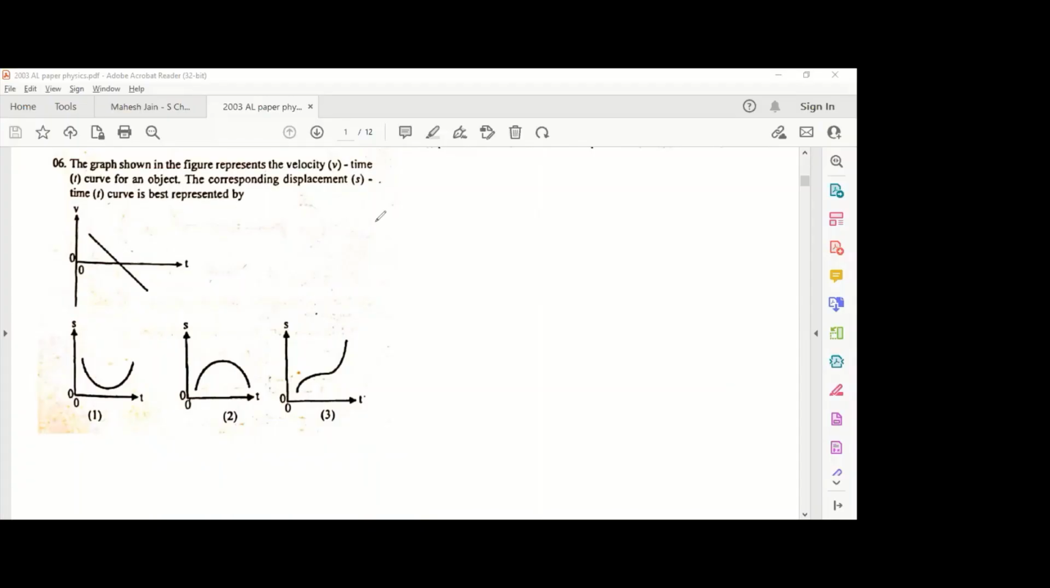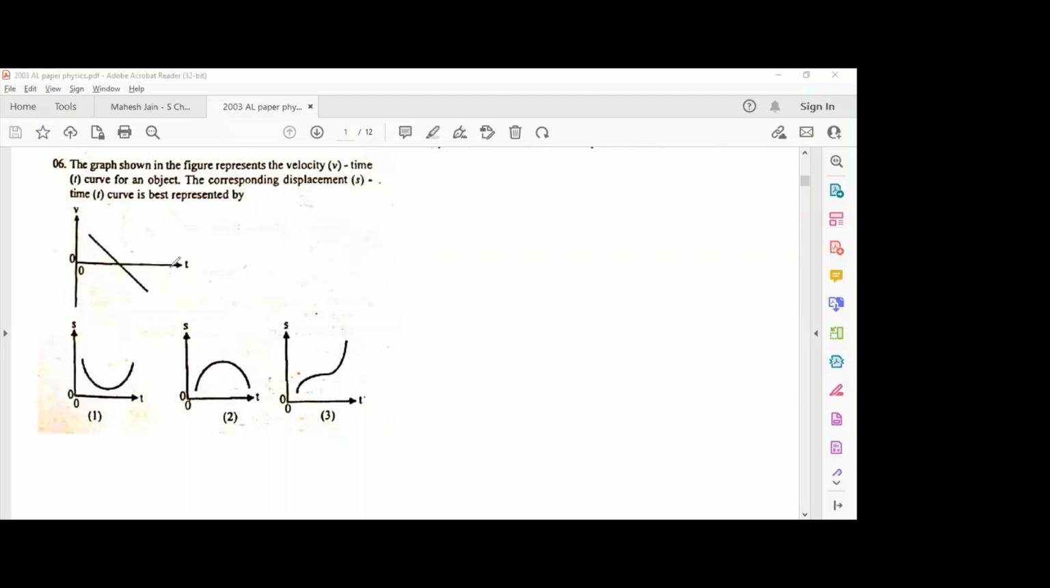The graph shown in the figure represents the velocity-time curve for an object. The corresponding displacement-time curve is best represented by which option? So here, what you can see is the gradient. You can see this is a positive velocity that reduces and comes to zero, then again negative velocity increases.